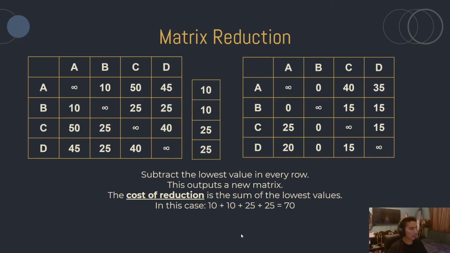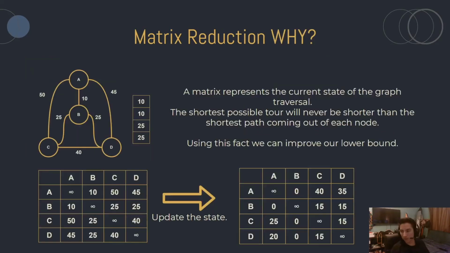So now we're gonna do matrix reduction, and this is all to build our lower bound. So for example, a matrix reduction is, let's say we're starting off at this row. We choose the lowest number in this row, which is 10. You grab 10, you store it, and then you subtract 10 from every element in that row, and this is the result here. And then you repeat the process for all of these, right? And at the end of it, you have a cost of reduction, which in this case is 70.